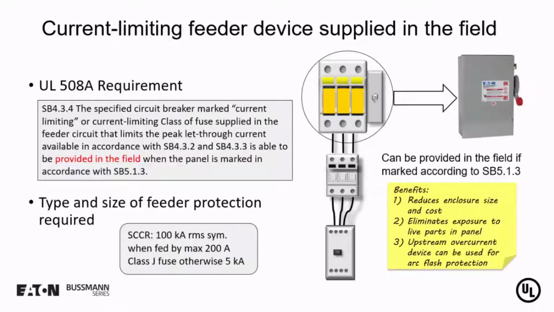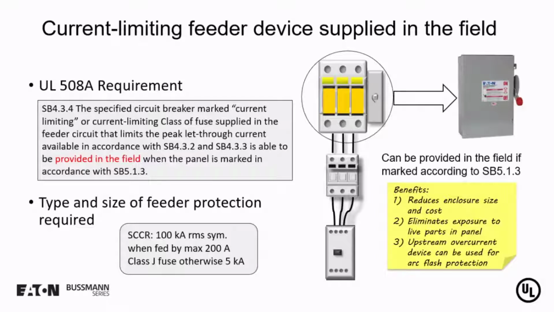And as you can see, we would have an example of a label there that says the Sccr is 100 Ka RMS symmetrical when fed by a maximum 200 amp class J fuse. If we don't have that 200 amp class J or less fuse, then we have to default to 5 Ka. So that really puts the burden on the user of the equipment to supply the proper overcurrent protection to get that high Sccr. And that's acceptable per the UL 508A standard.